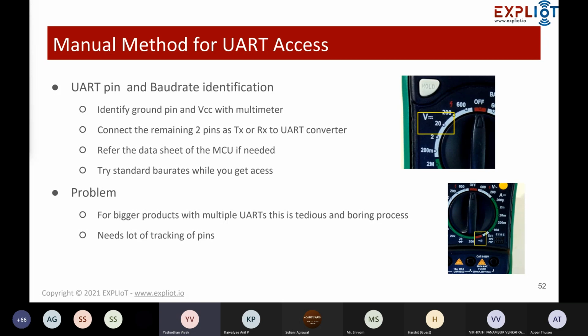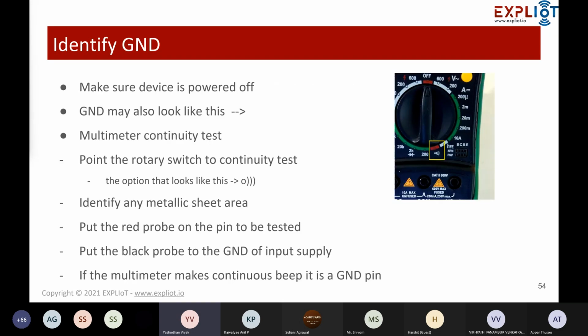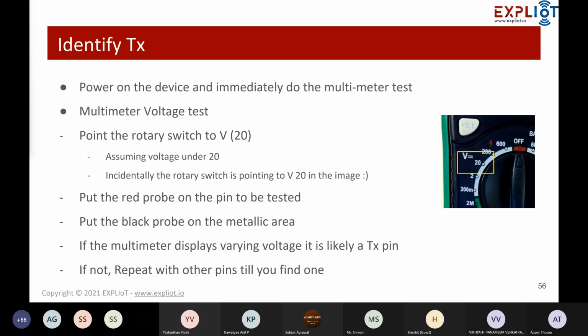Similarly, I can identify the VCC pin as well. So out of the four pins, you have now removed two pins. What remains is the RX and TX. So how do we identify RX and TX? As with the ground pin identification, there is a simple way, a continuity test that we do. So let me run into it.